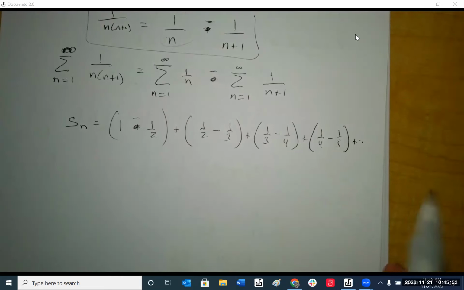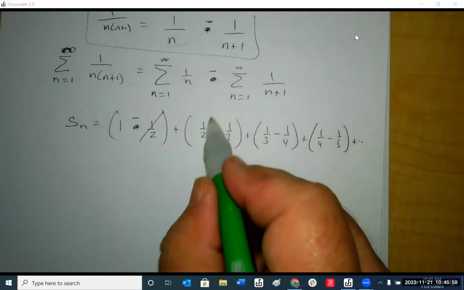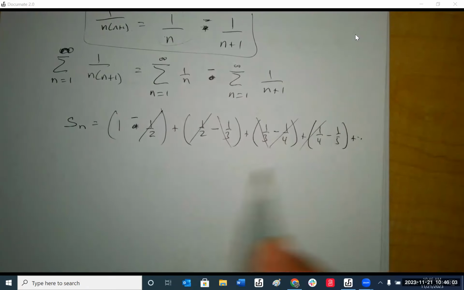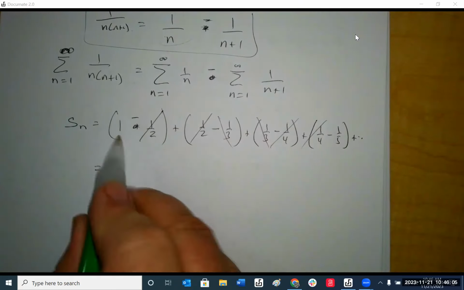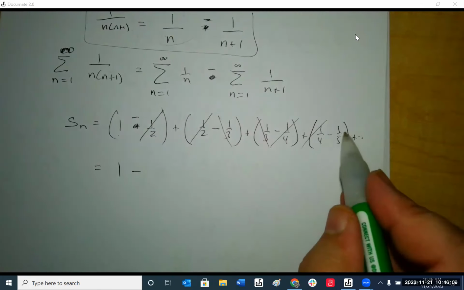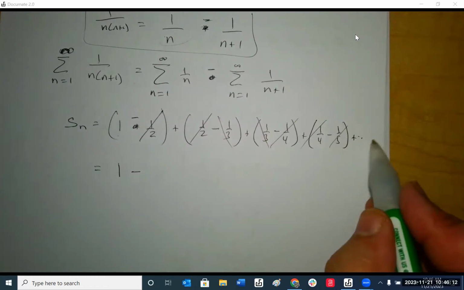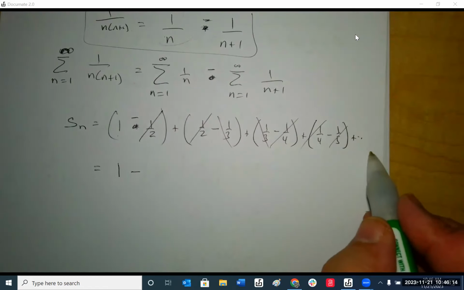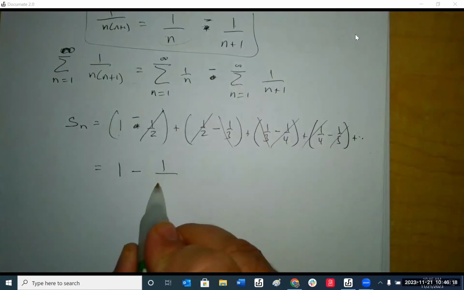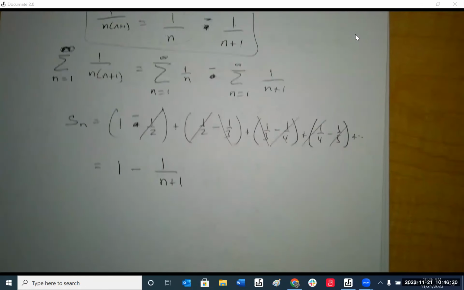So we notice if we dropped all the parentheses, those are all leading terms. This 1/2 and that 1/2 cancels. This 1/3 and that 1/3, that 1/4, and so on and so forth. So we're going to end up with the first one, since all which will be left with is the very last term, and that's going to be 1 over n plus 1.